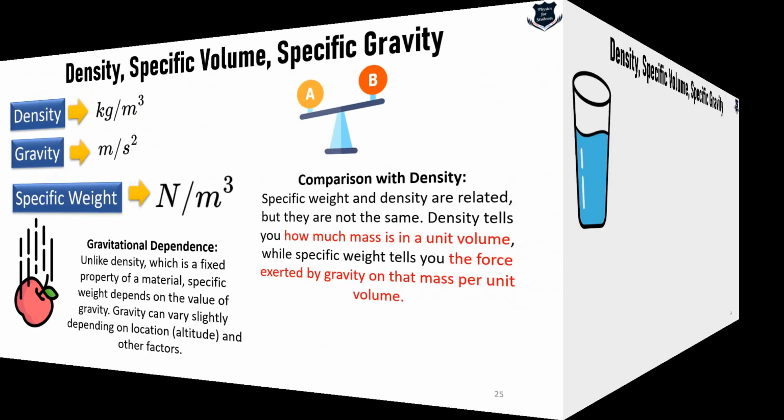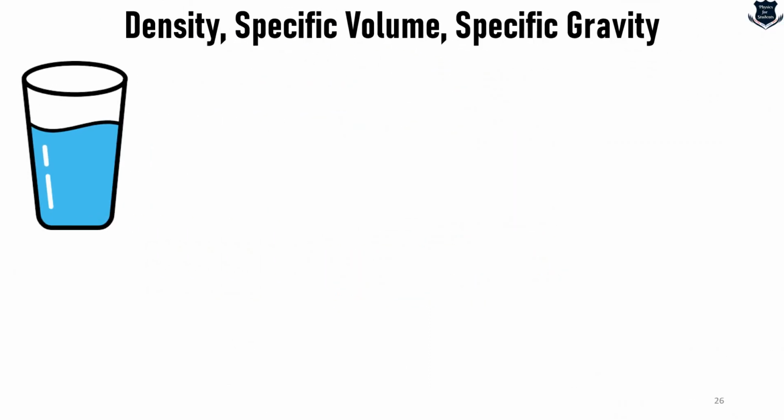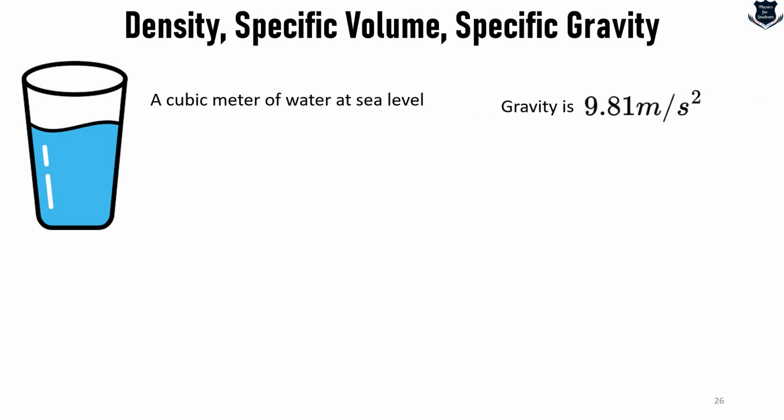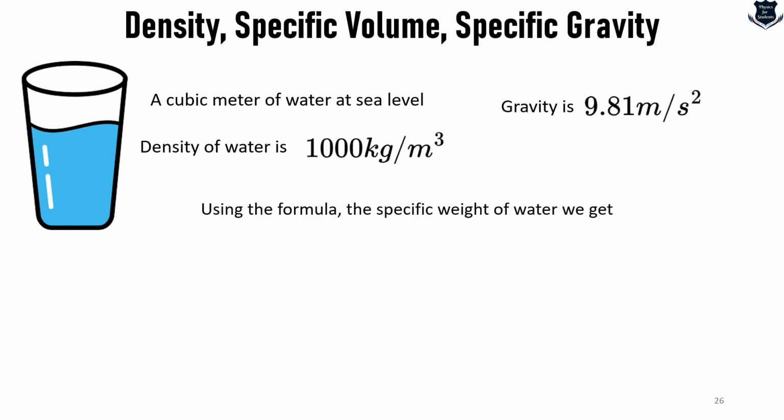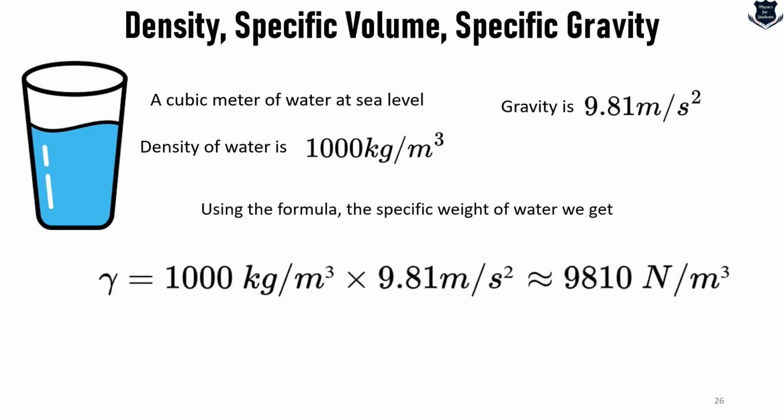Let me give you a very simple numerical example. Imagine a cubic meter of water at sea level, where gravity is 9.81 meter per second square. The density of the water is 1000 kilogram per meter cube, and using the formula of specific weight, we get gamma equals 1000 multiplied by 9.81, which is approximately equal to 9810 Newton per meter cube.